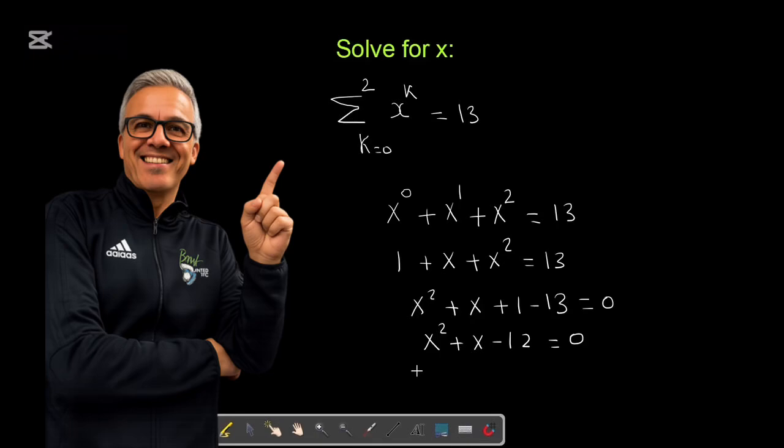Now we solve this quadratic equation by factoring. We need two numbers whose product is negative 12 and whose sum is plus 1. Those numbers are 4 and negative 3. So in brackets we'll have x plus 4, x minus 3, and that will equal 0.